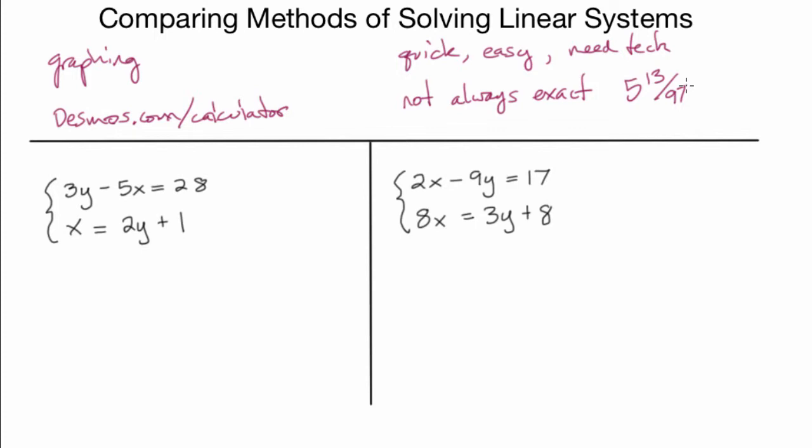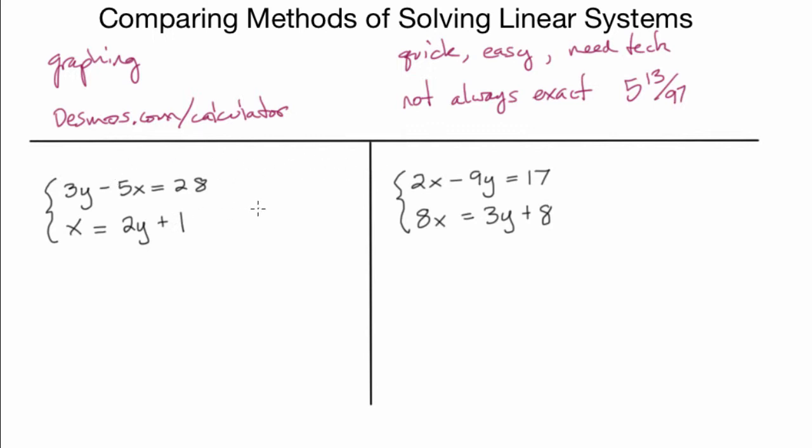So the decimal might be nice. I might get like 5.1312 something, but it's going to round it at some point. I'm not going to give the exact value. I'm not going to get that exact fraction. So it's kind of the weakness of working with a graph, is it's not always exact. And sometimes we want exact. Sometimes it's better.